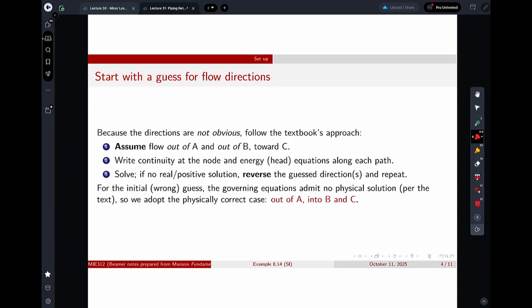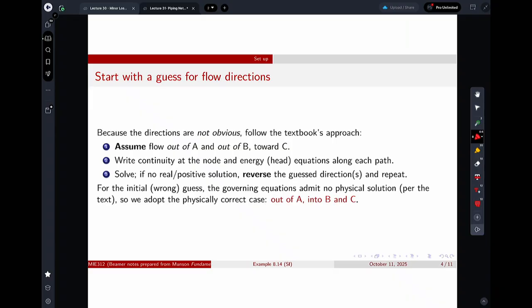I probably am not going to do what I say here. It's out of A, out of B, and towards C. Everything is moving. If you remember the original diagram, A is at the very top, B is some midpoint, and C is at the very bottom.